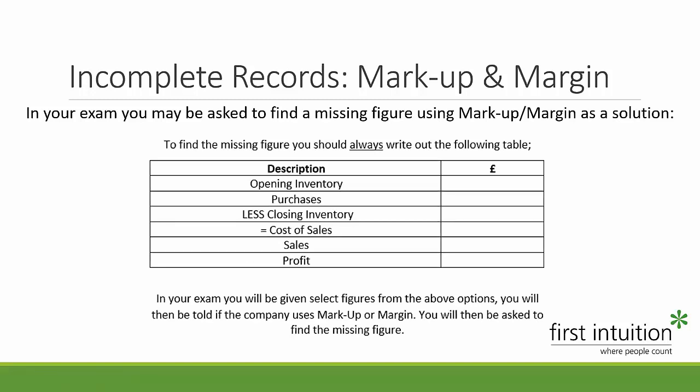Now, ultimately, we'll be told that our markup or our margin is a certain percentage. We will be told about the information, so we'll be given amounts for certain entries, but then we might be told the sales figure is missing. How do we find it? So again, you won't be asked to calculate more than one or anything like that. It'll be a simple figure. It'll be the sales, the purchases, whatever it might be. That is what we will be tasked with finding.